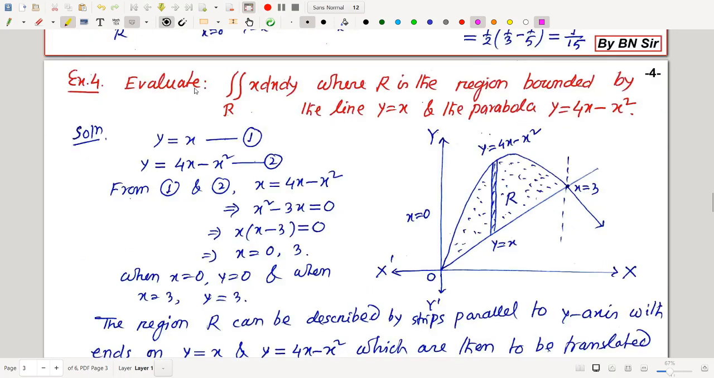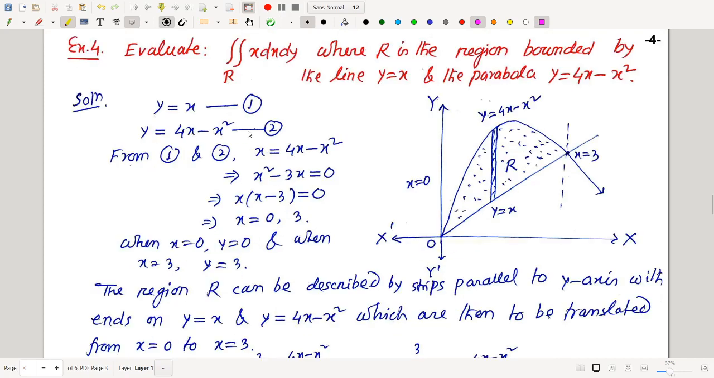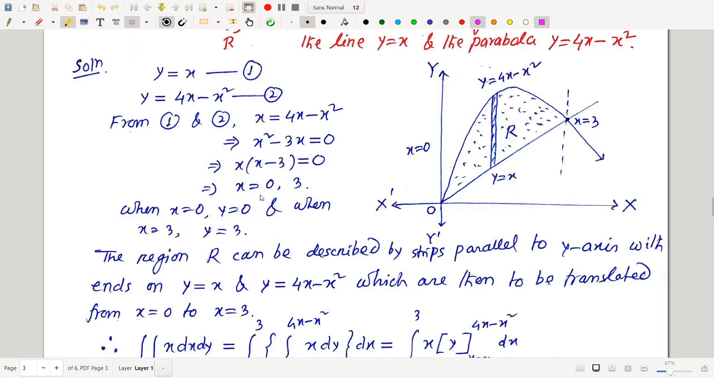Next, example number 4, evaluate the double integral of the function x over the region R. What is R? R is the region bounded by the line y equal to x and the parabola y equal to 4x minus x square. Y equal to x straight line is easy, we have drawn. And y equal to 4x minus x square, this is the parabola. Let us solve first these two. So from 1 and 2, putting y equal to x here, simplifying we have got x equal to 0 and x equal to 3.